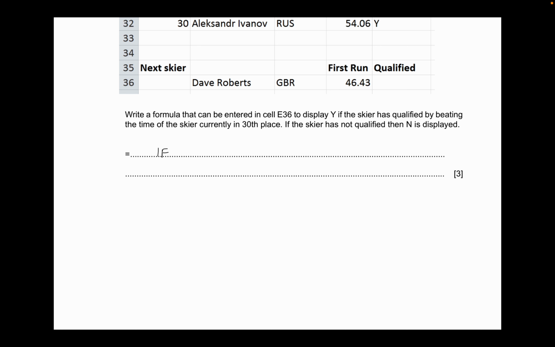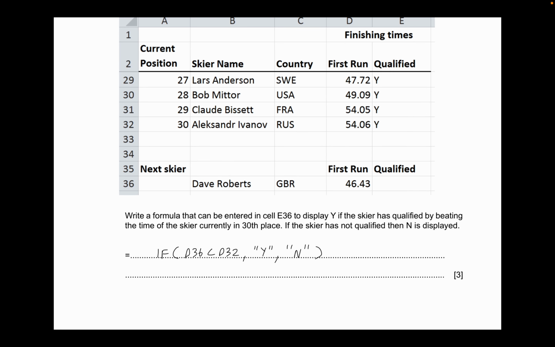So it's going to be IF D36 is less than D32. Then you're going to output Y, comma, and otherwise if that doesn't happen, you're going to output N. Put that in brackets. This is going to be an answer for 3 marks. This whole thing is 3 marks.